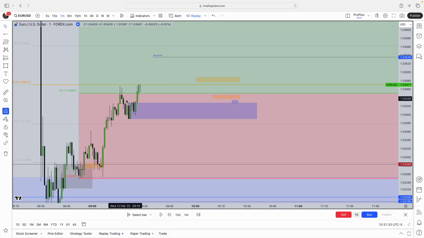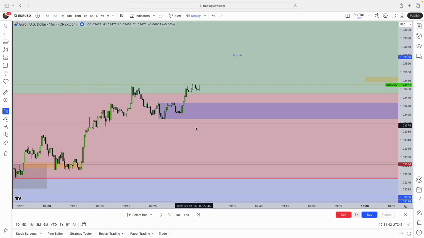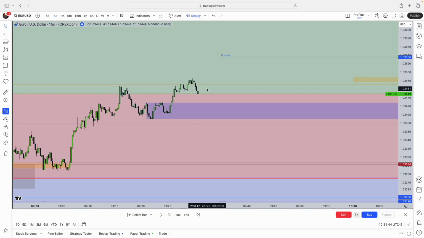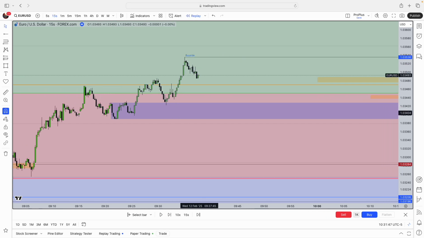So price runs lower. What's that there? Sell side, minus sell side with this candle here. So this is a bullish order block here. So again, go to the 15-second time frame and just wait for price to come in there and create a bearish breaker.